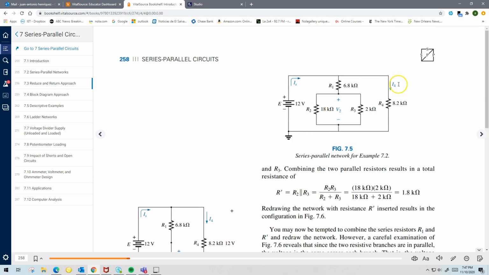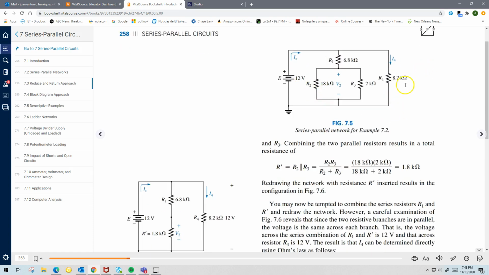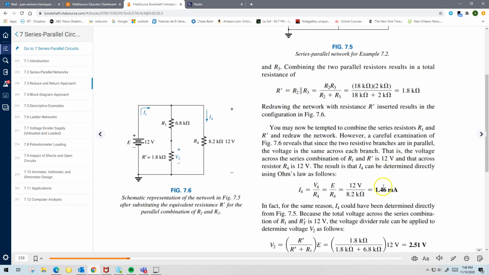So now the question is, how do I find I4? Well, I could find I4 from the very beginning. I didn't need to combine anything here to find I4. Why? Because I already know that the voltage across R4 is 12 volts, right? And I know the resistance. So I didn't really need to deal with this side of the circuit to find I4 specifically. So I4 is simply 12 volts divided by 8.2 kilo ohms, and that gives you 1.46 milliamps, right?